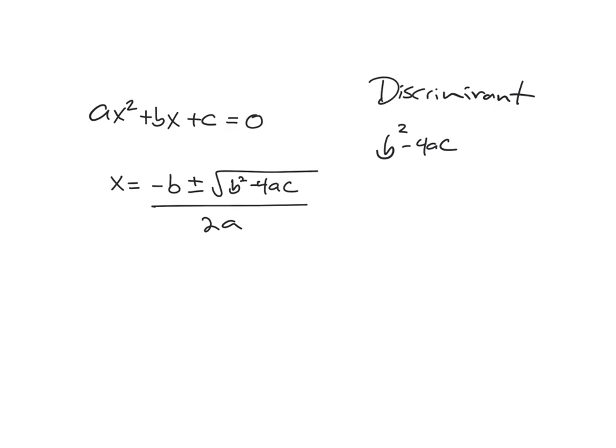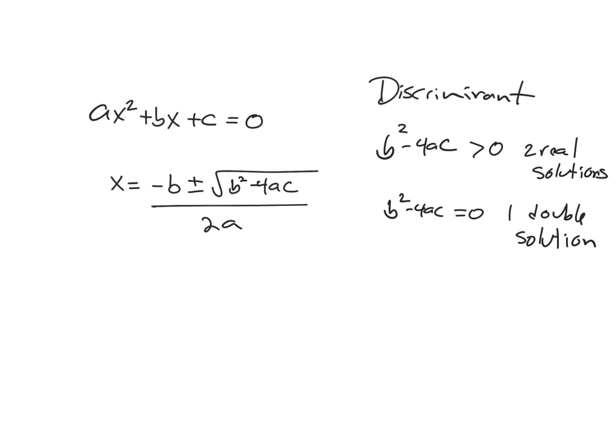With that discriminant, I can determine what type of roots, what type of solutions, I'm going to have. So if that discriminant is positive, so that means that it's greater than 0, I'm going to have two real solutions. If the discriminant b squared minus 4ac is equal to 0, I'm going to have one double solution, so just only one solution. And if b squared minus 4ac is less than 0, so that means that it's negative, I'm going to have two imaginary solutions.